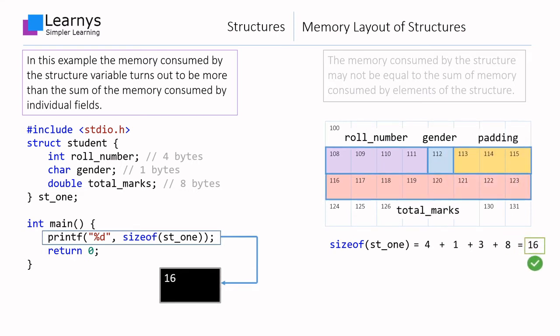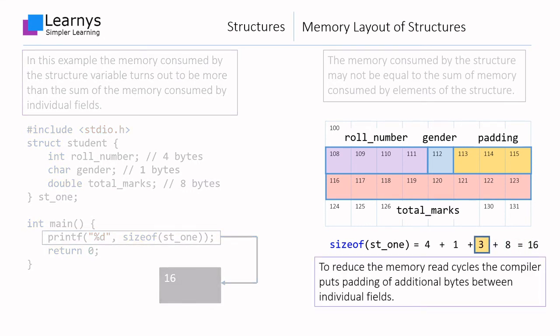The extra capacity can be attributed to the fact that the compiler adds padding between individual fields. To reduce the memory read cycles, the compiler puts padding of additional bytes between individual fields. This inflates the total bytes allocated to the individual structure variable. The sizeof operator reports the actual size occupied by each of the structure variables.